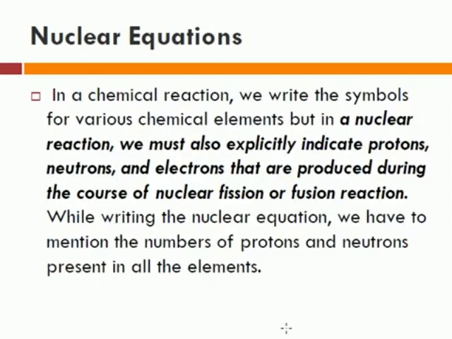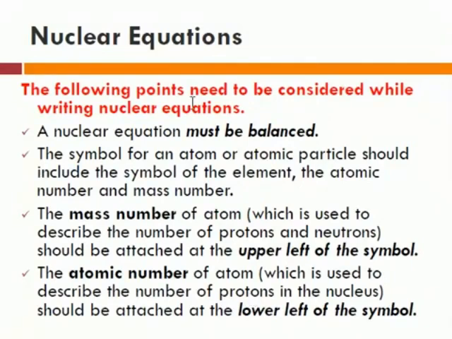So, the nuclear equation. In a chemical reaction, we write the symbol for various chemical elements, but in a nuclear reaction, we must also explicitly indicate protons, neutrons, and electrons that are produced during the course of a nuclear fission or fusion reaction. While writing the nuclear equation, we have to mention the number of protons and neutrons present in all the elements. So the following points need to be considered while writing nuclear equations.